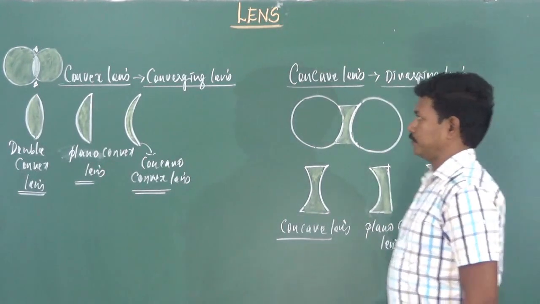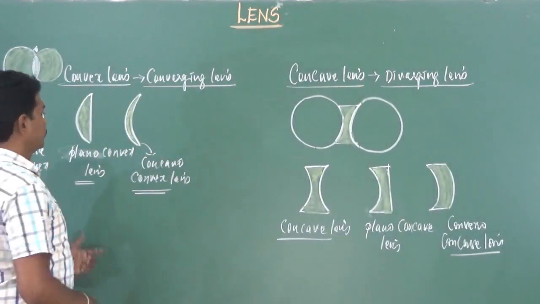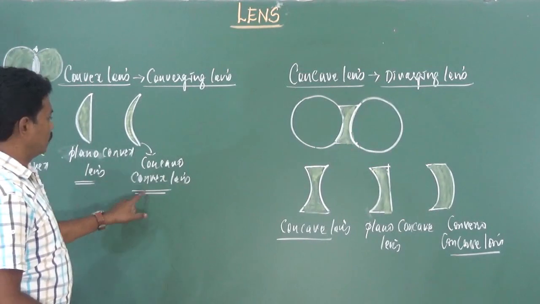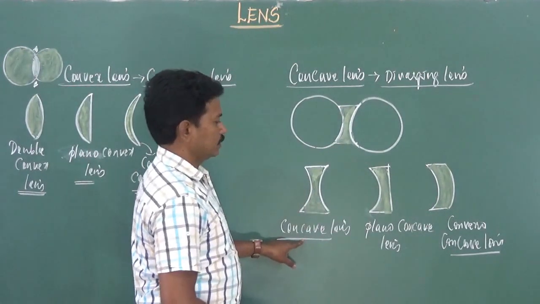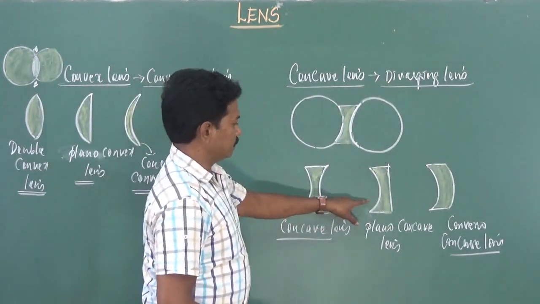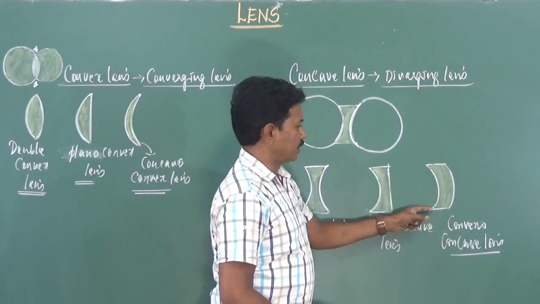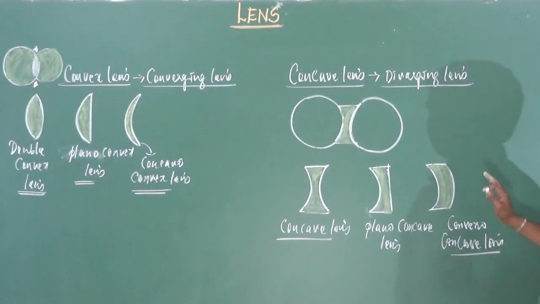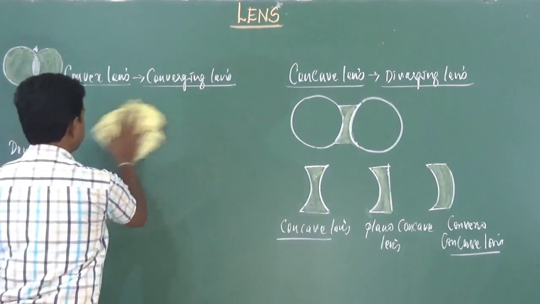So, these are the different types of lenses. One is the convex lens, another is the concave lens. In the convex lens we have three types: double convex lens, plano-convex lens, and concavo-convex lens. In the other type, the concave lens, it is also called a double concave lens. It is a plano-concave lens because one side is a plane. This is a convexo-concave lens because one side is concave and another side is convex. So, these are the two different types of lenses we have come across. Now, regarding the convex lens, we will go into detail.